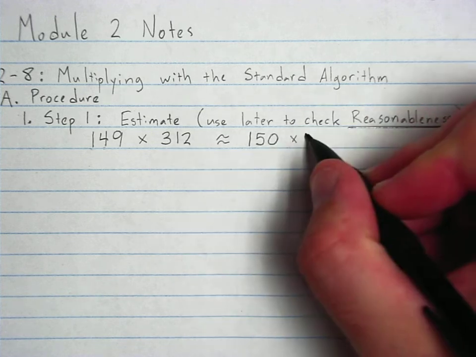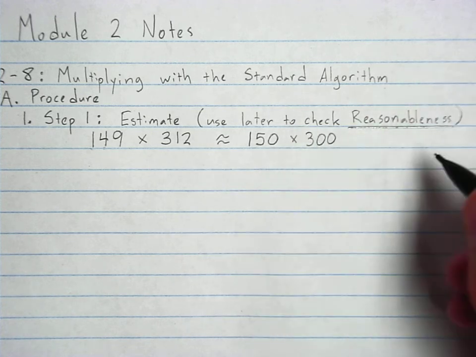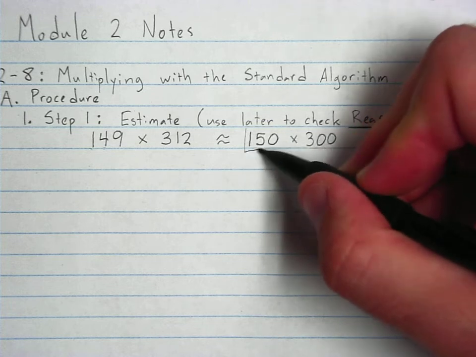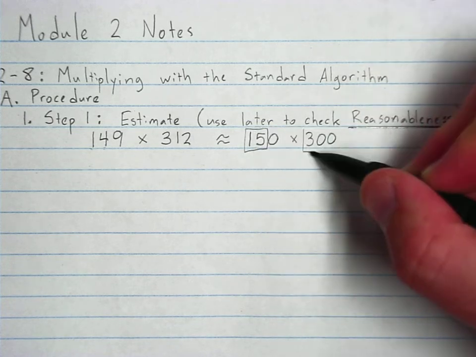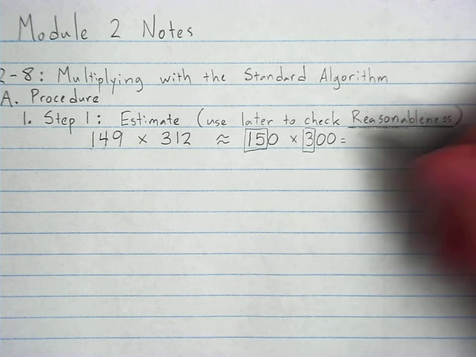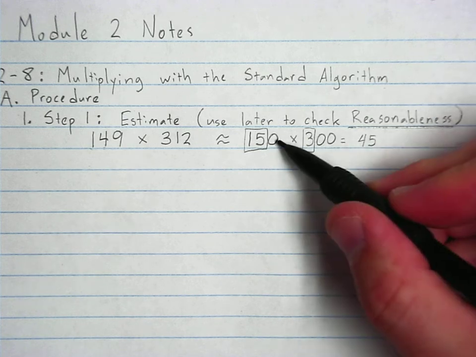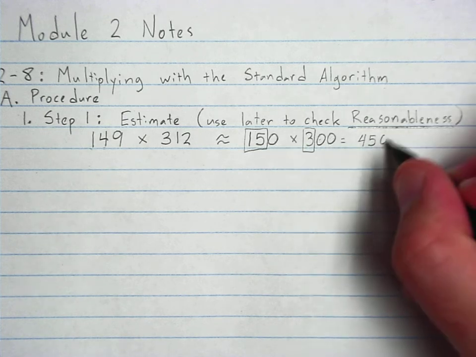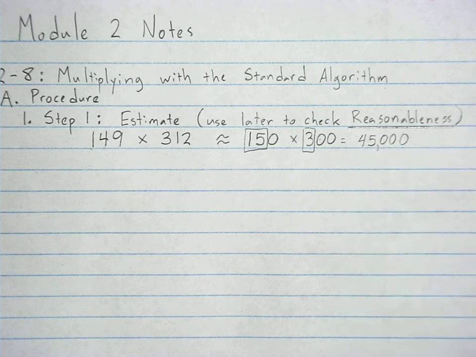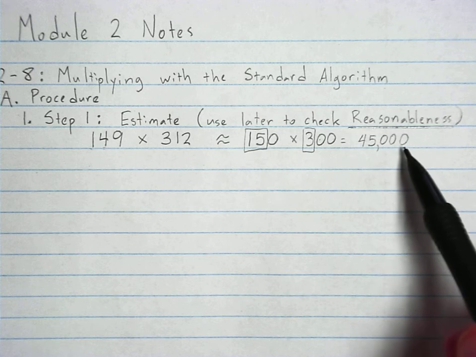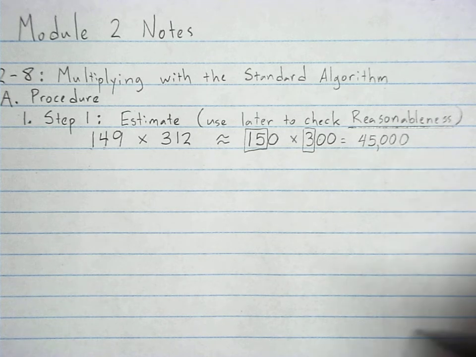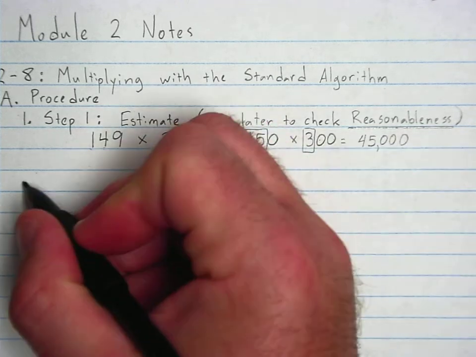312, that's a bit more normal. I can just do times 300. Looking at this, 3 times 15 is 45. 1, 2, 3 zeros, 1, 2, 3 zeros. So my estimate is 45,000. Hopefully my final answer will be somewhere in the neighborhood of 45,000. Let's find out. Step number 2.